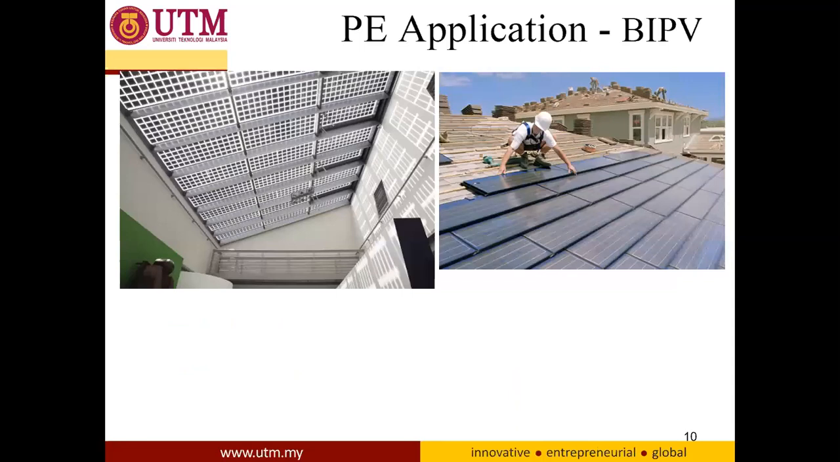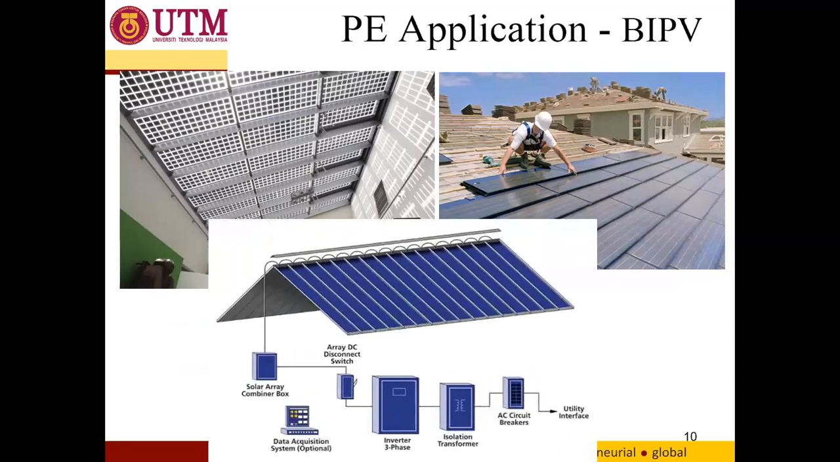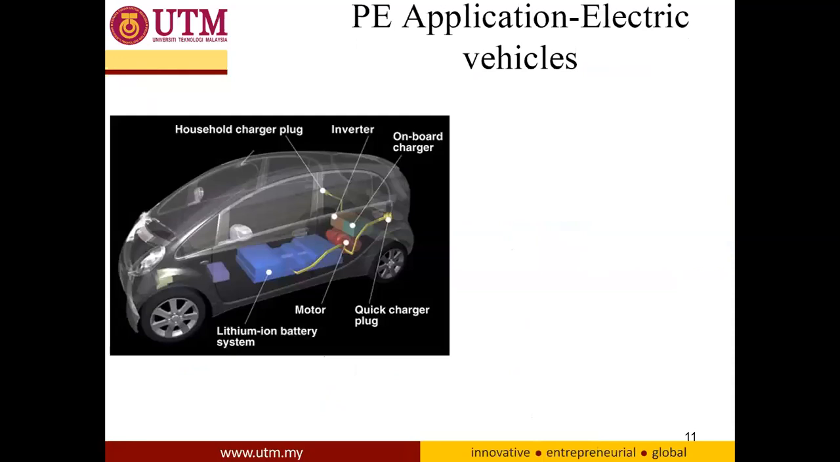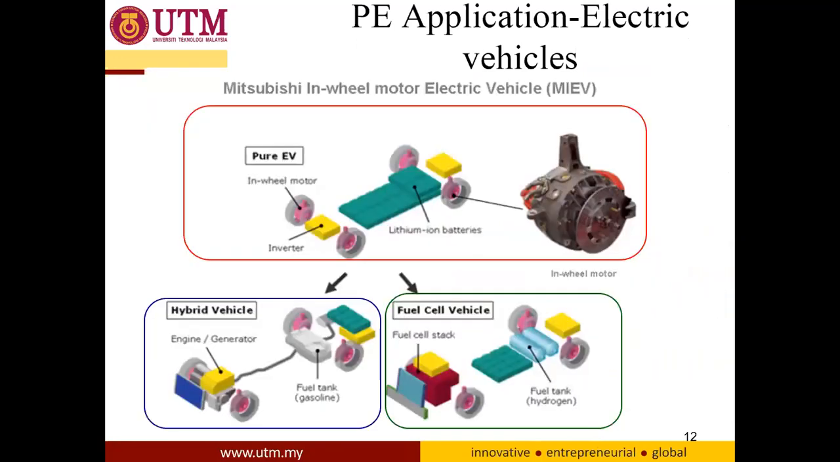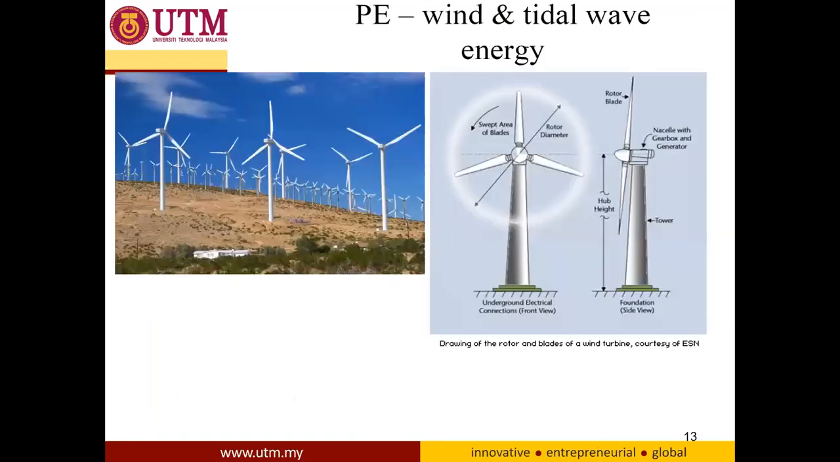And this is some of the pictures of the power electronic applications. Usually this one is the BIPV, the building integrated PV system. Okay, and then this is a diagram of the power electronic system for electric vehicles. So this is a Mitsubishi electric vehicle. And this is some of the configuration of the electric vehicles. So we have pure EV, hybrid, and fuel cell vehicle. All actually use powertrain application here.